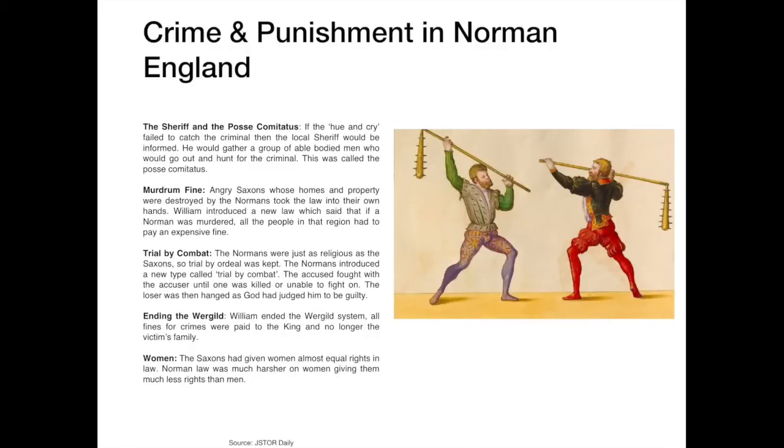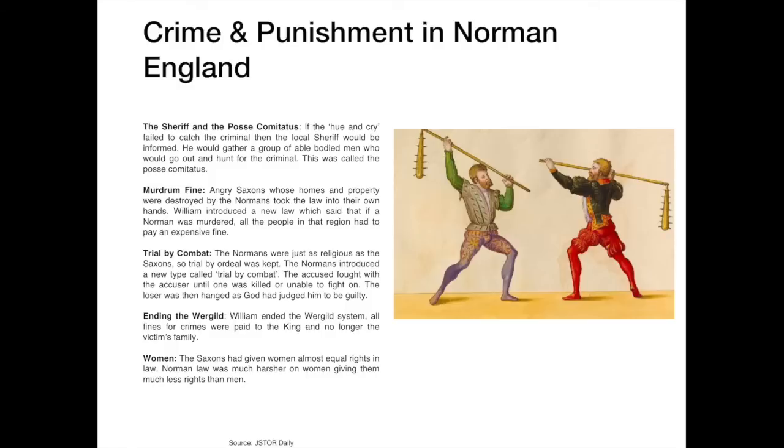The sheriff and the posse comitatus. If the hue and cry failed to catch the criminal, then the local sheriff would be informed. He would gather a group of able-bodied men who would go out and hunt for the criminal. This was called the posse comitatus.